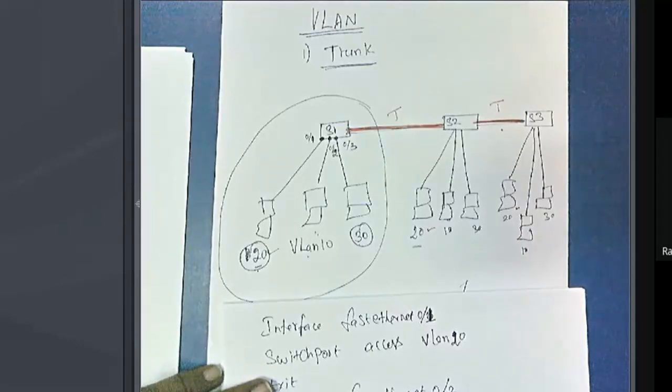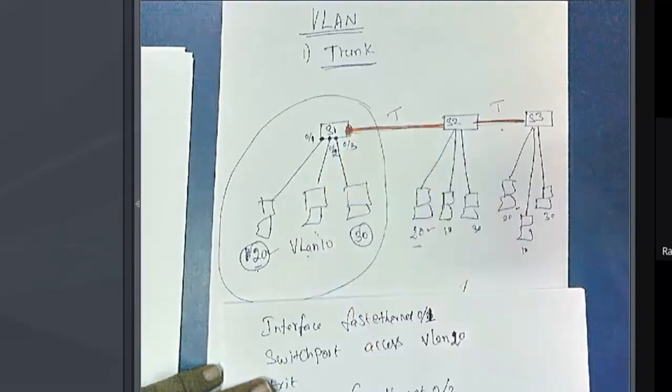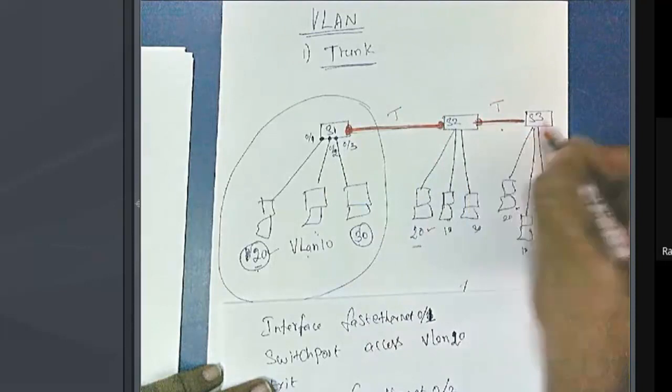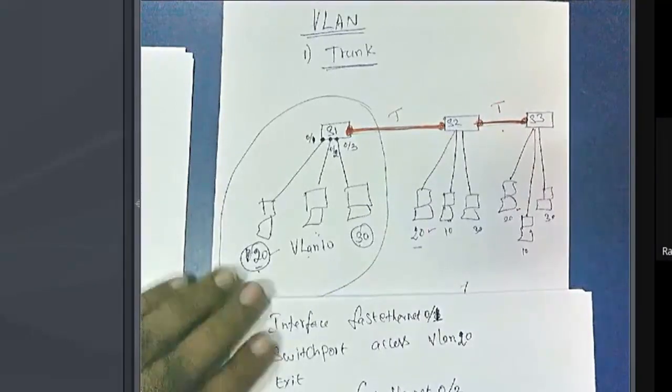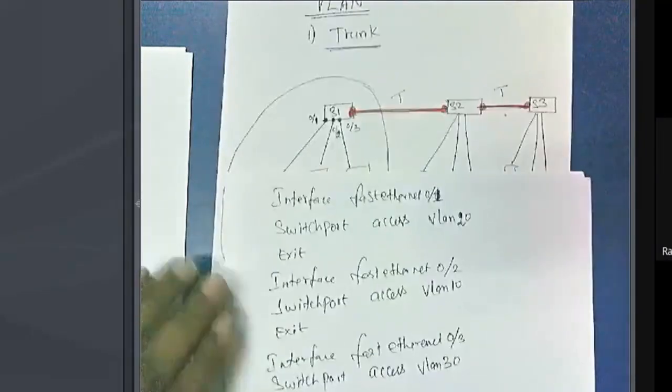So how do we make this the trunk? We know the command. What is the command? You have to go to the interface. Which interface? This interface, and also this interface, and this interface. All these 4 interfaces you have to go to, and you have to write the command. The command is switchport trunk native. Okay, that is the command.